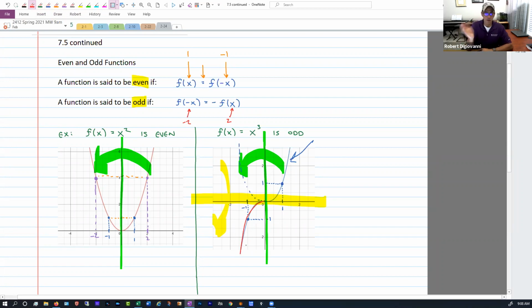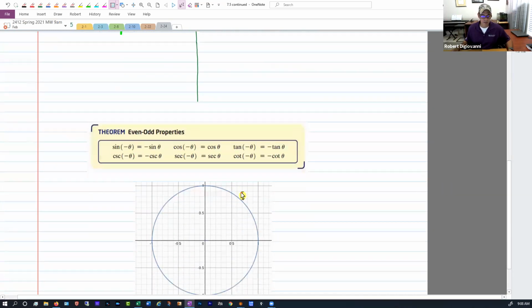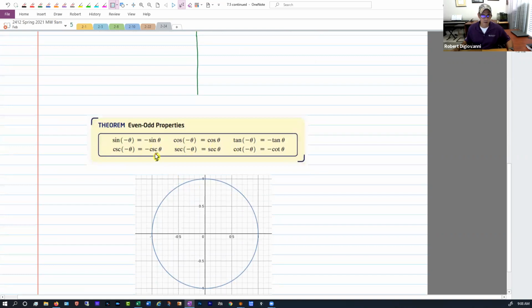So it's like a reflection over the y and then followed by a reflection over the x. We call that a reflection over the origin. I just look at it as a double reflection, okay? So even functions are reflections over the y-axis. Odd functions are a reflection over the y and then followed by a reflection over the x. So why are we talking about even and odd functions? Well, because certain trig functions are even and certain ones are odd.